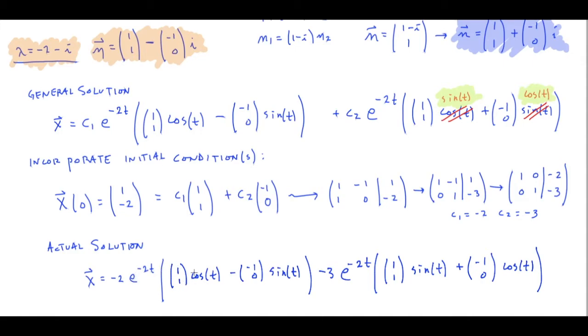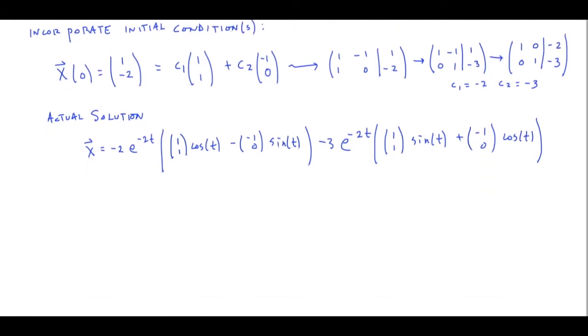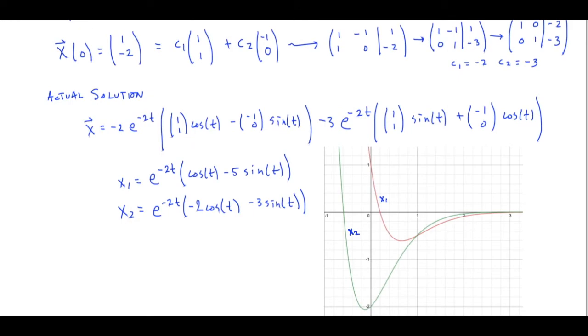I'll have e to the negative 2t cos of t over here with some coefficient, and I'll have a similar term over here. So it is helpful to go ahead and just collect those like terms. Let me show you what that looks like. Combining all of the components from the first row, I believe I get this function here for x1. As I expected, there were like terms that I could simplify, so I simply have e to the negative 2t times cos of t minus 5 sine of t. x2 is a very similar function, just with slightly different coefficients.